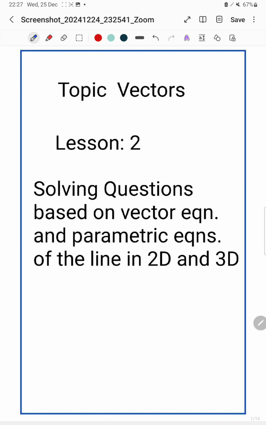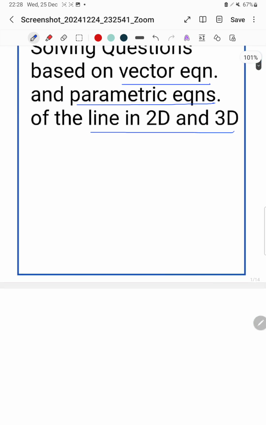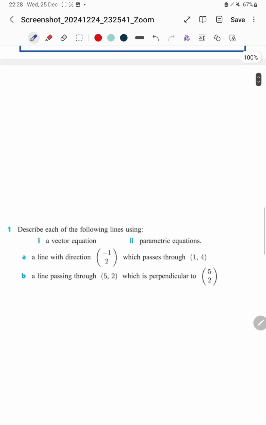This is my second video on the topic vectors, and in my first video I just gave a description about how to find the vector equation and parametric equation of a line in 2D and 3D. Basically in that video I described how to derive that equation, and in today's lesson we are going to work on some questions, and while solving those questions I will be giving you some tips and tricks which are very helpful. So please watch this video till the end and you will be learning a few points for sure.